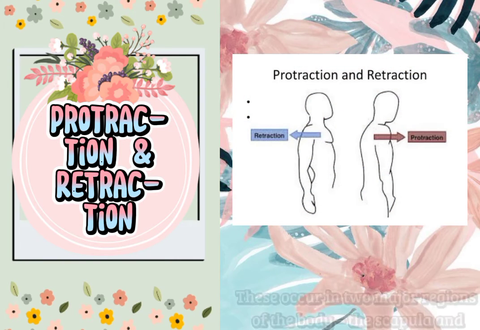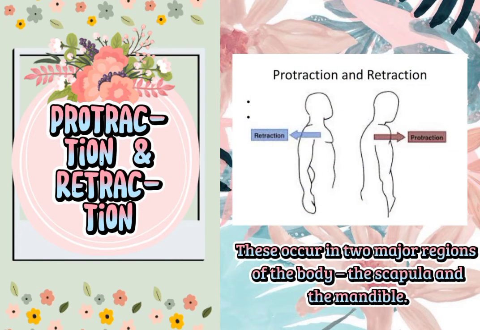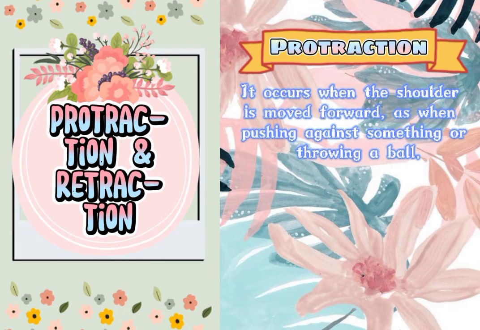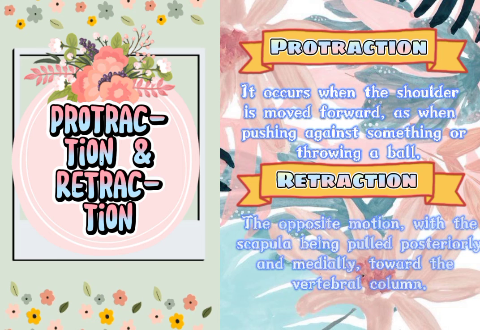Protraction and retraction occur in two major regions of the body, the scapula and the mandible. Protraction of the scapula occurs when the shoulder is moved forward, as when pushing against something or throwing a ball, while on the other hand, retraction is the opposite motion, with the scapula being pulled posteriorly and medially toward the vertebral column.